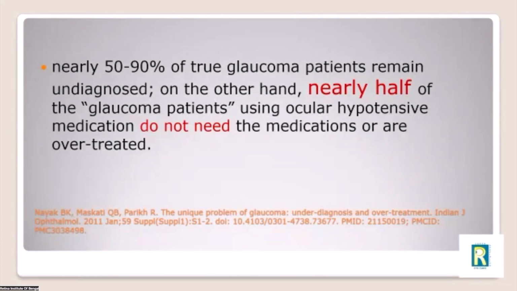Because as you know, glaucoma is a very poorly diagnosed disease. Around 50 to 90% of glaucoma cases go undiagnosed, and on the contrary, 50% of glaucoma patients are overtreated. They don't have glaucoma, but they receive medicines. So it is of utmost importance for us to isolate and confirm that this is glaucoma. Then we should start medicines, because medicines also have their own drawbacks.